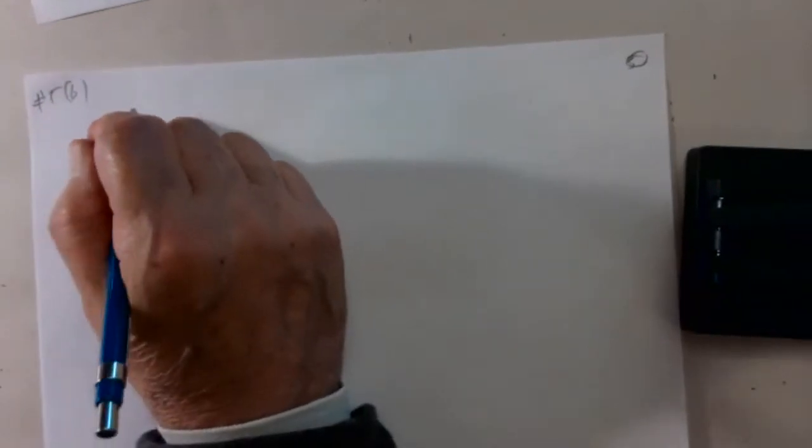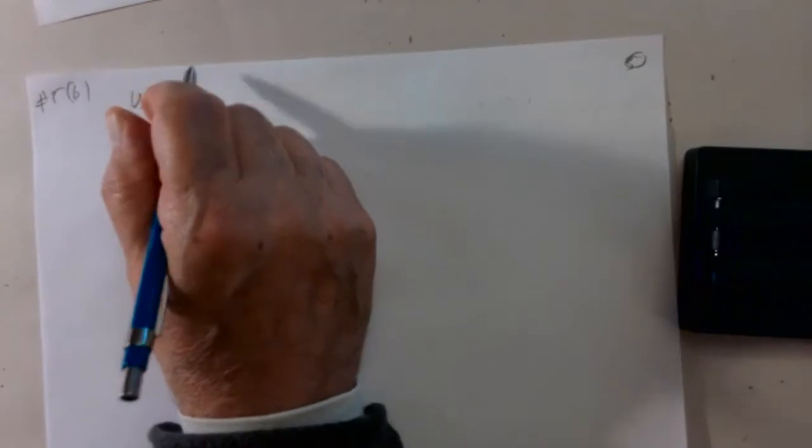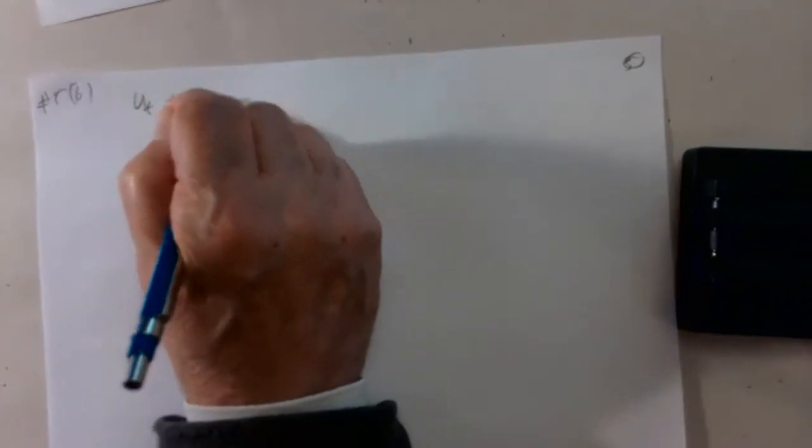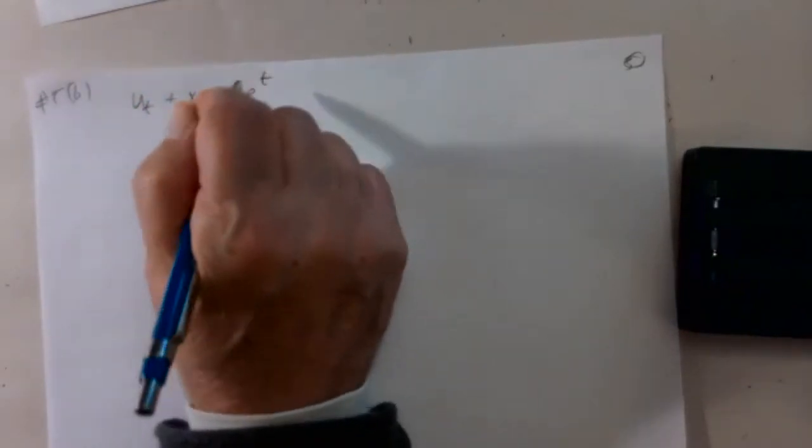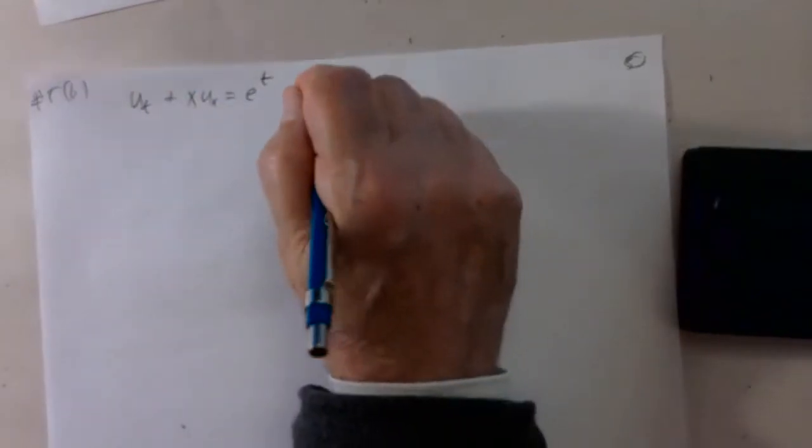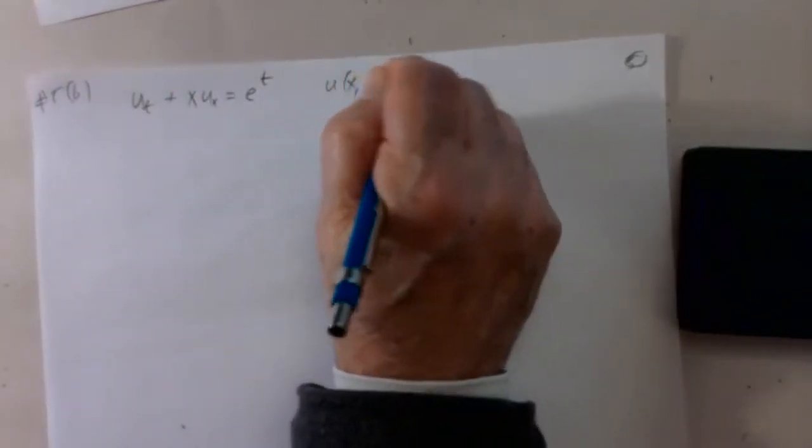So this is also number 5. We might call it part B as the second part. We have the differential equation u sub t plus x u sub x equals e to the t. And the initial condition is that at time 0, u of x, 0 is f of x. So f of x is just the initial condition.